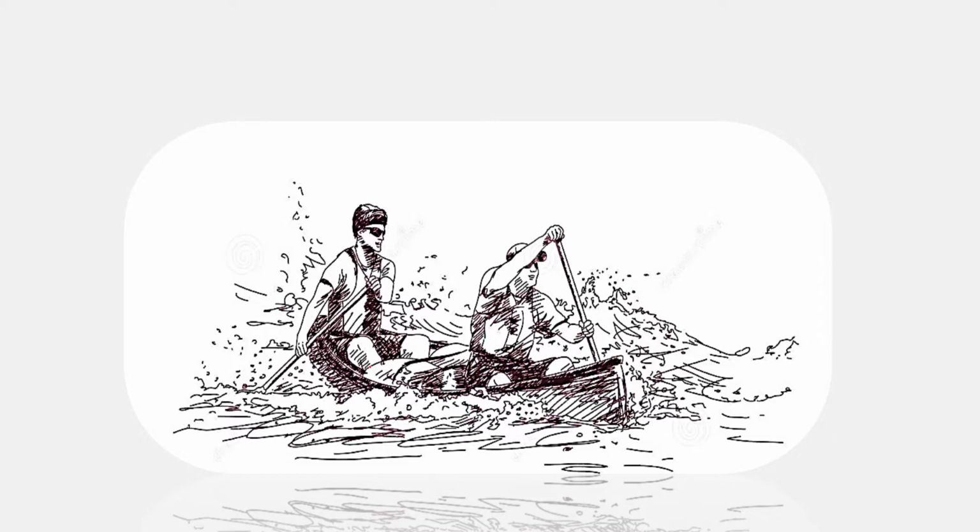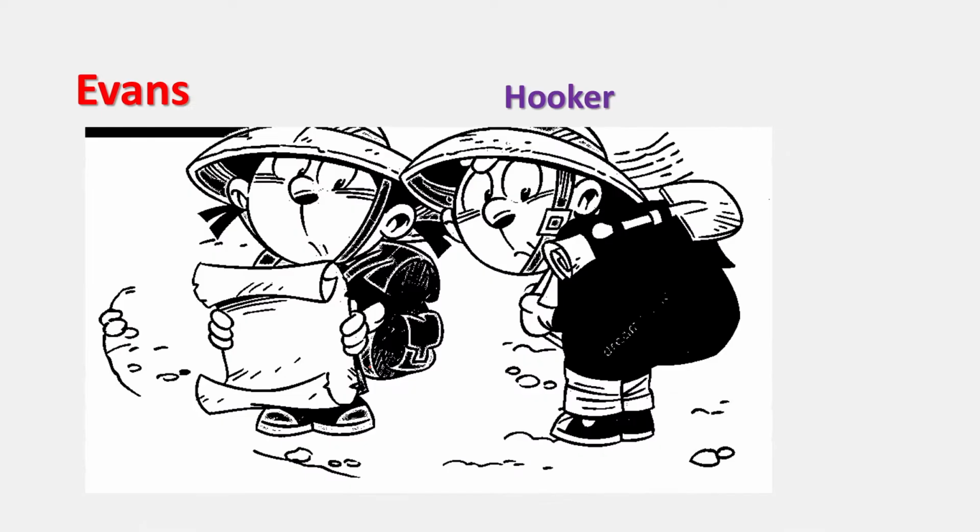So the first thing they want to do is find fresh water, quench their thirst, and then make a journey inside that mysterious island. They want to find that treasure, and they want to be rich. So who are these two characters? Let's talk about them. These two characters are Evans and Hooker.